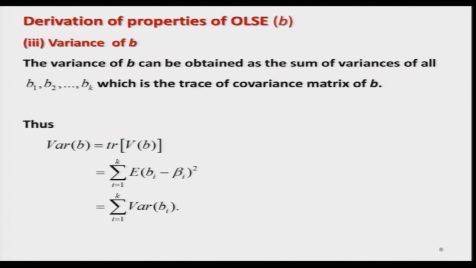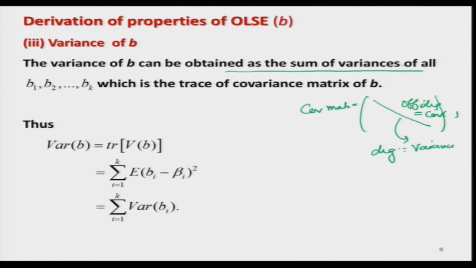Now, when you are trying to find the covariance matrix, sometimes people are interested in finding the variance. Finding the variance in the case of a vector has a slightly different definition. Suppose you have a covariance matrix, then you know that the diagonal elements are the variances, and the off-diagonal elements are the covariances. If you want to find the variance of b, it is defined as the sum of all the variances of b1, b2, up to bk. That means variance of b1 plus variance of b2 up to variance of bk.